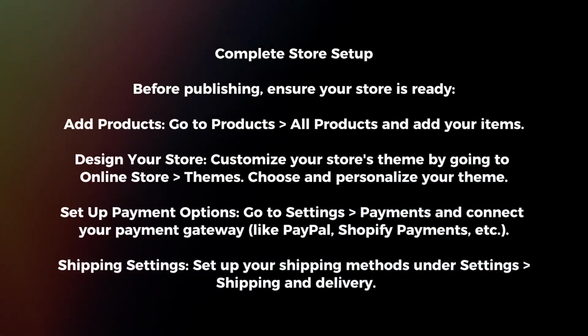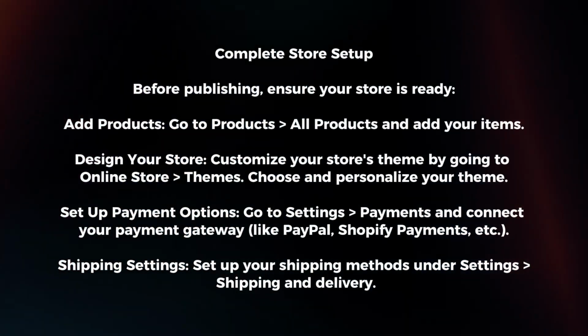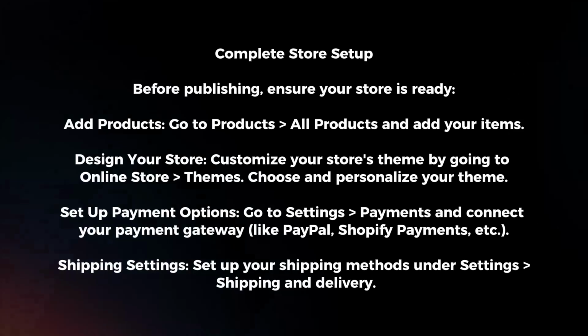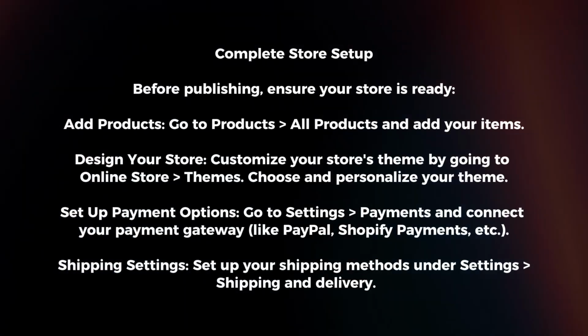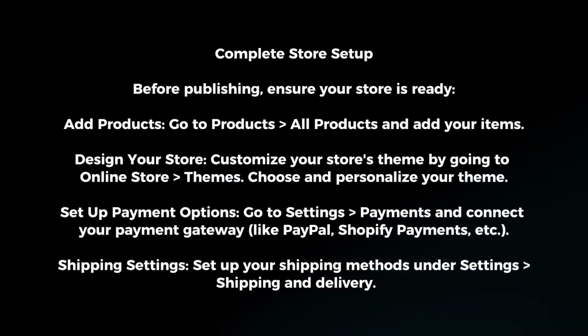Add products. Go to Products, All Products and add your items. Design your store. Customize your store's theme by going to Online Store, Themes. Choose and personalize your theme.